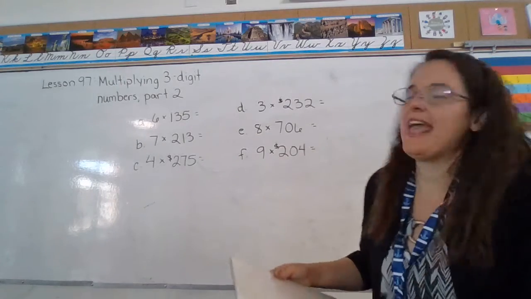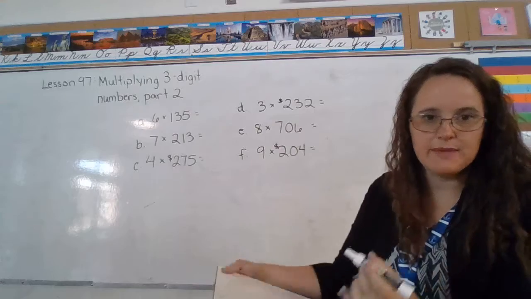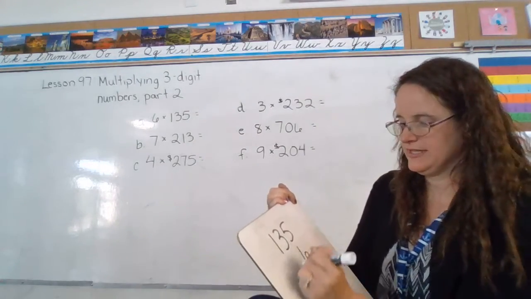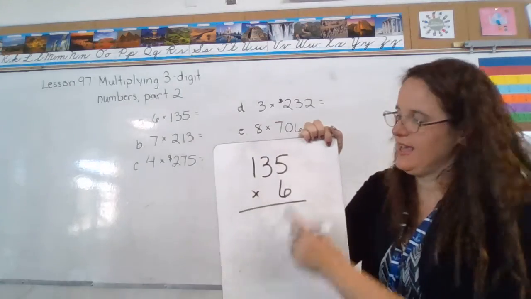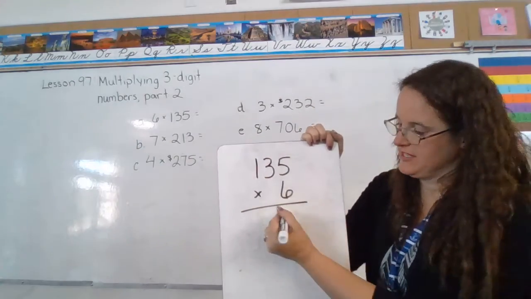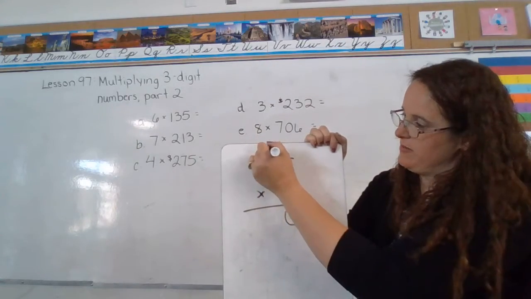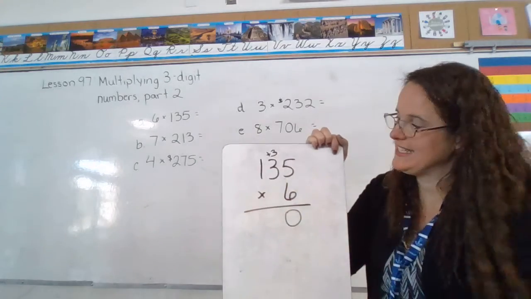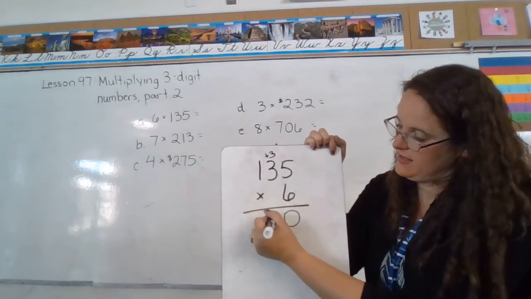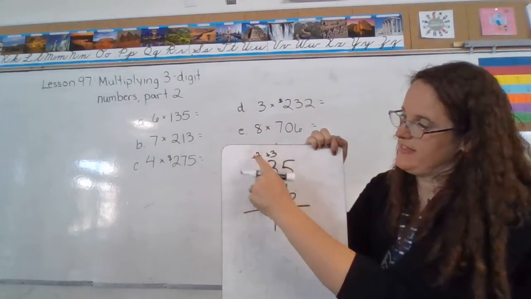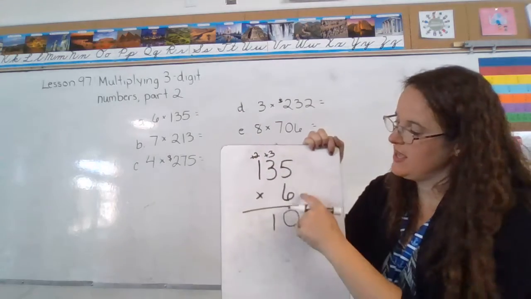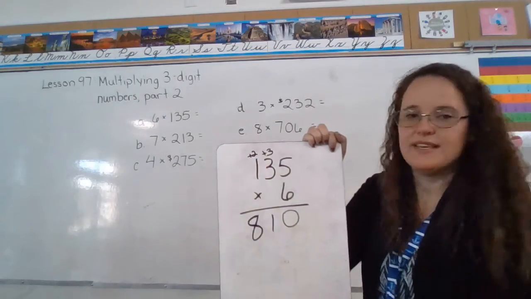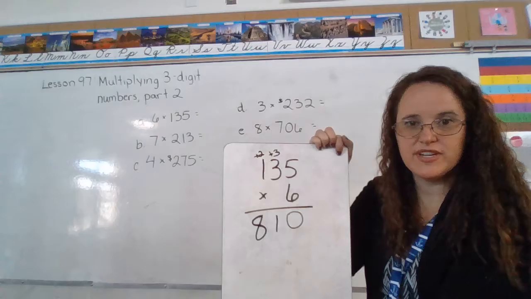Okay, so problem A is 6 times 135. So I'm going to put my 135 on top times 6. Ones place first. 5 times 6 is 30. Carry my plus 3. 6 times 3 is 18. Plus 3, 21. Carry that plus 2 over there to the hundreds. 6 times 1 is 6. Plus 2. So our answer to A is 810.